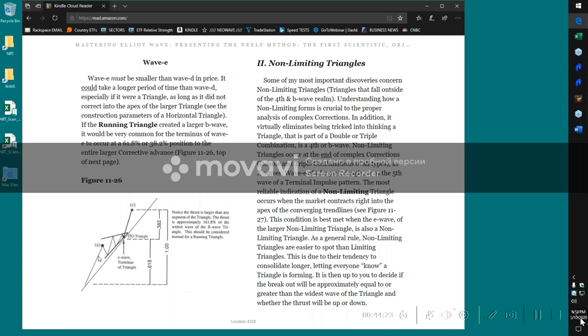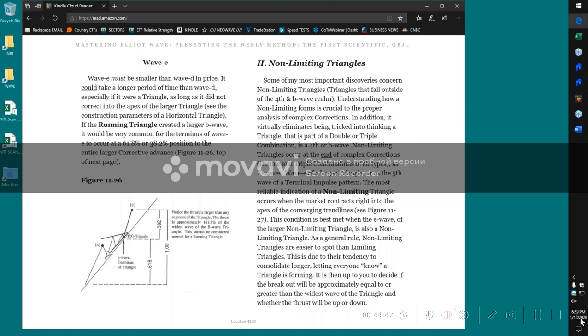That's how you don't get caught in having contracting triangles that thrust out the wrong direction, because you're looking for the violent move in the direction of A, C, and E, and the slower movement in the direction of B and D. So that helps you to avoid assuming the breakout's going to be in the opposite direction that you thought it was going to be. So if the violent moves are down, the breakout's going to be up. If the violent moves are up, the breakout's going to be down for a triangle.